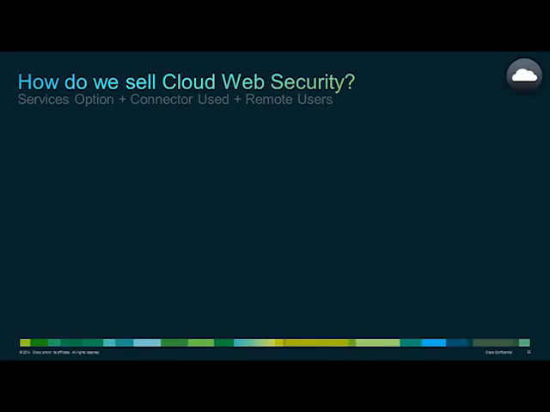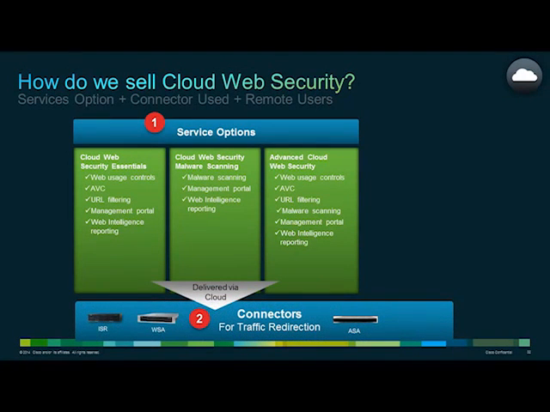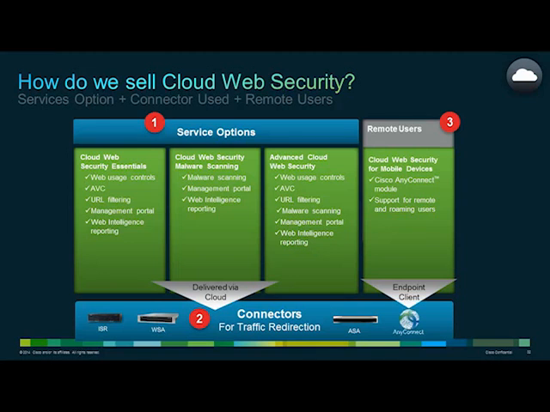If your customer chooses Cisco's Cloud Web Security solution, then their choices are also quite simple. They choose the service offering that fits their needs, the connector they will use to forward their traffic to the Cisco data centers, and whether they will be protecting remote and roaming users with the AnyConnect Secure Mobility Client. The service options cover basic web URL filtering, application control and reporting, malware scanning, and a premium bundle of the two services. With the threat landscape as dynamic as it is, the bundle of both web filtering and malware scanning makes the most sense from a security standpoint, and is our recommended solution.